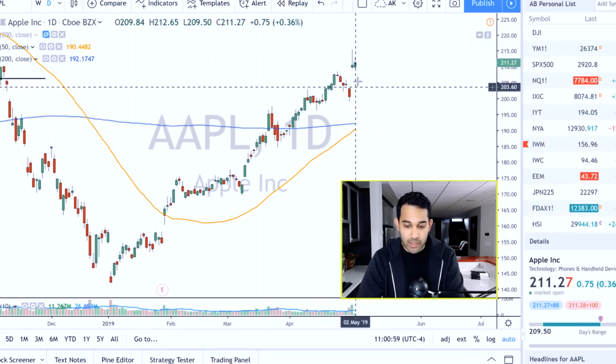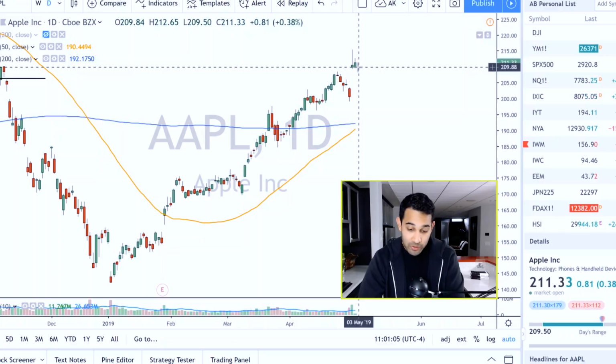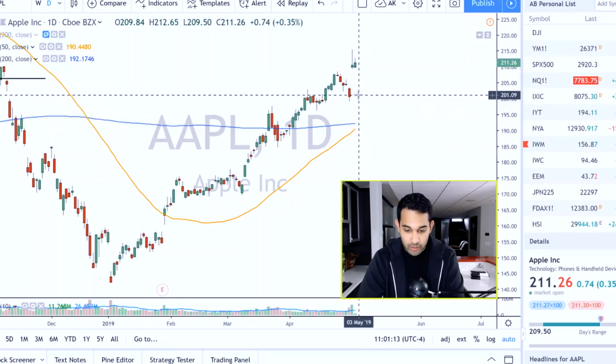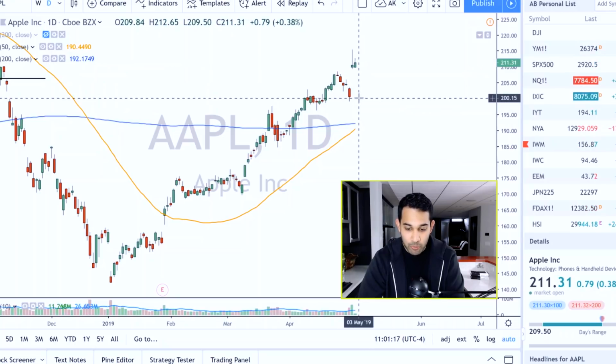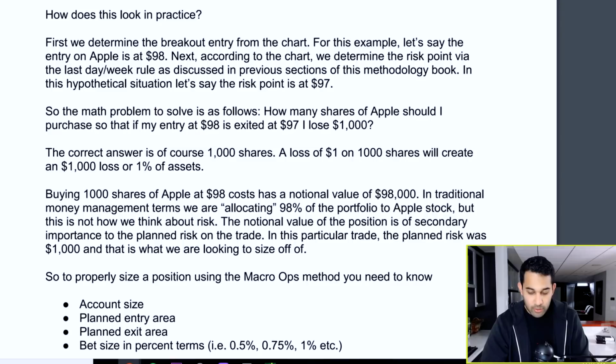A risk point is just like, say you're in Apple and you got in right here. Well, you always want to plan when you get into a stock about when you're going to get out, right? Like if it's not going in your direction. So maybe you would put a risk point right here at 200. So get in at 211 and put your risk point at 200. If the stock comes down to 200 and hits that, you know to exit, and the 200 level is your risk point. So here's an easier example.